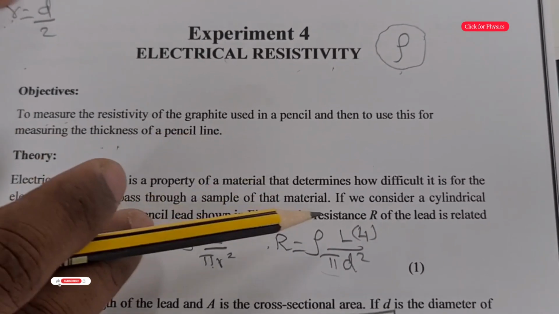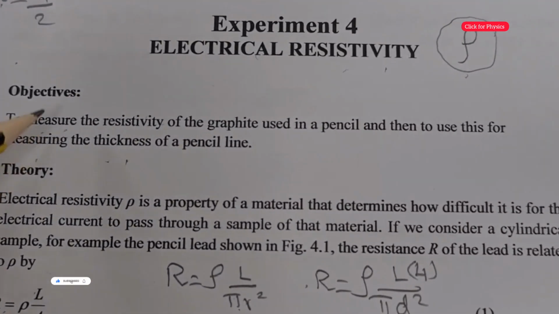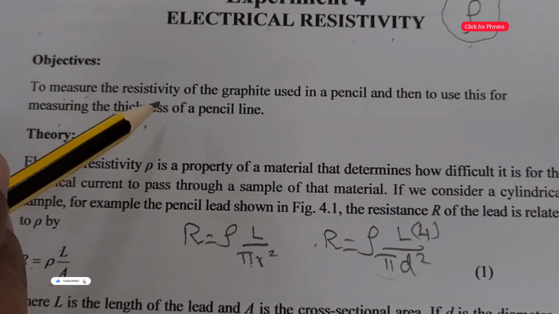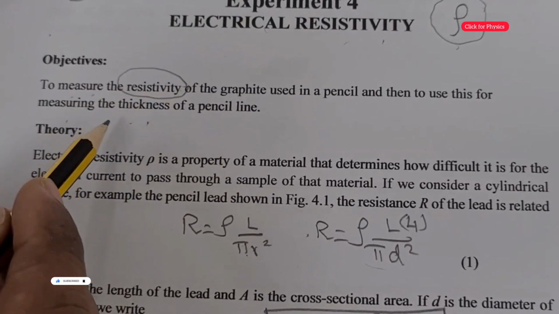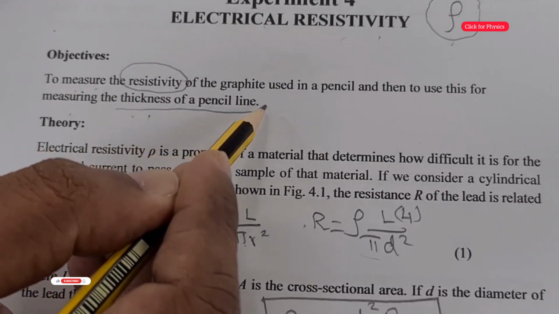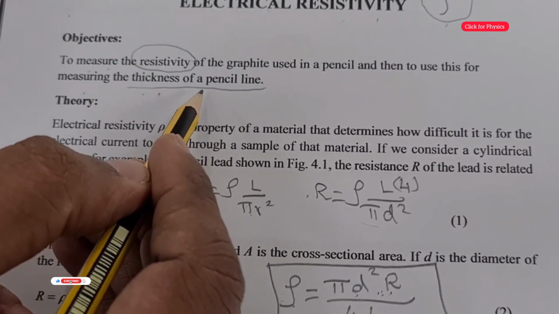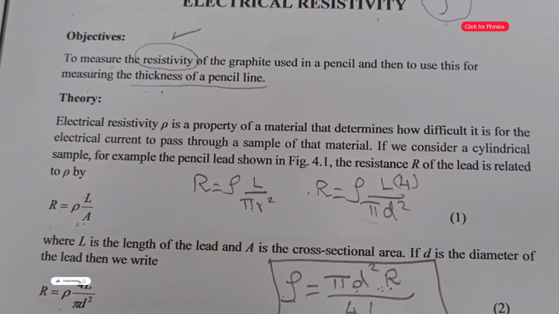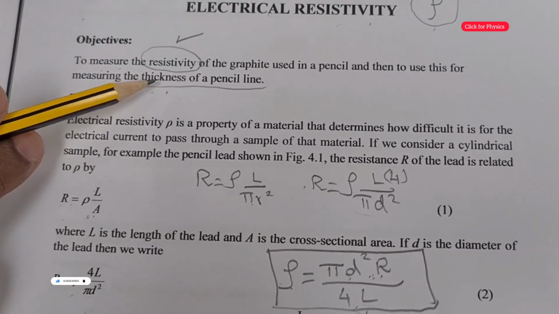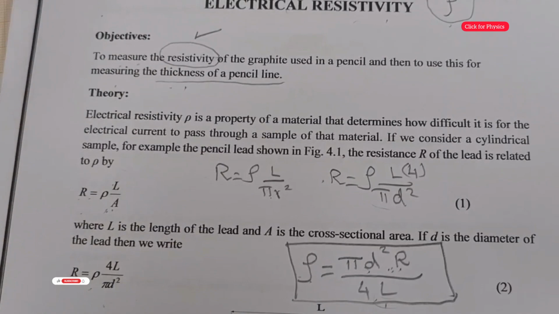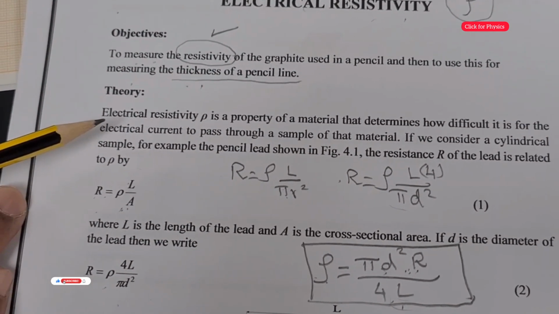So after we find the resistivity by using this formula, we have to find the second objective. Actually, when you read the objective, we have two objectives here. The first objective is to find the resistivity, and the second objective is to find the thickness of the pencil line. So what is this thickness of the pencil line? That means you are going to draw something on the graph paper. Clear? So this objective we already finished. Now we are going to get some idea how to measure the thickness of the pencil line. That means you are going to draw a line on the graph paper, and you are going to find the thickness of the shading line.